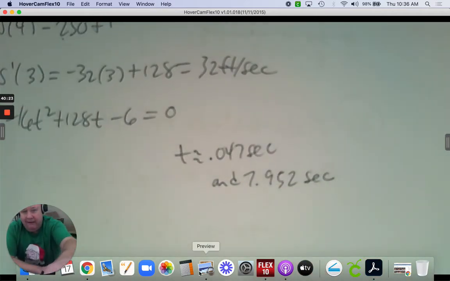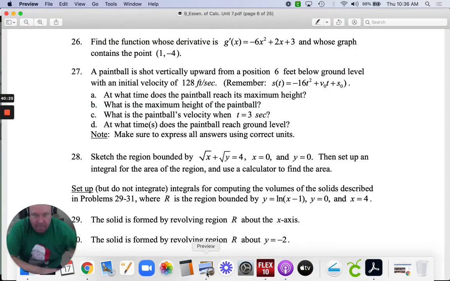Number 28. In number 28, sketch the region bounded by the square root of x plus the square root of y equals 4, x equals 0, y equals 0. Then set up the integral for the area of the region and use a calculator to find the area.